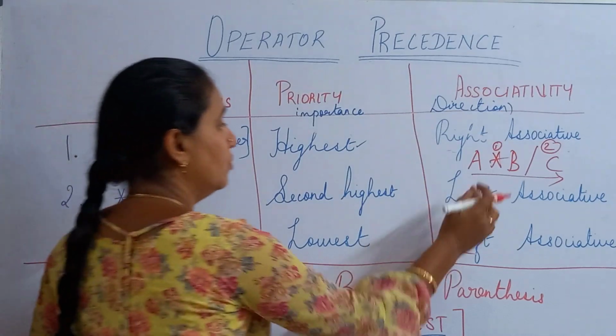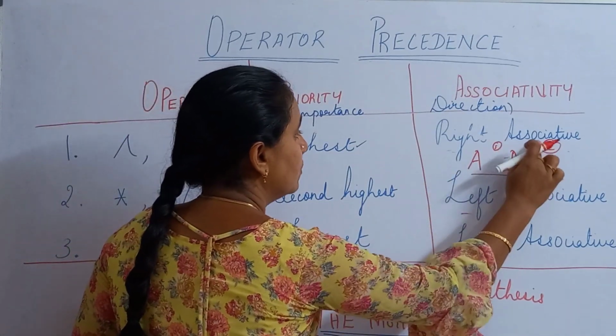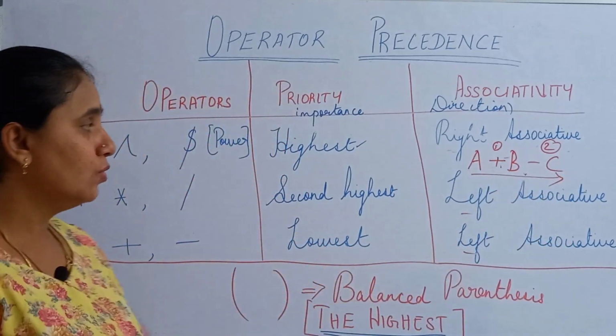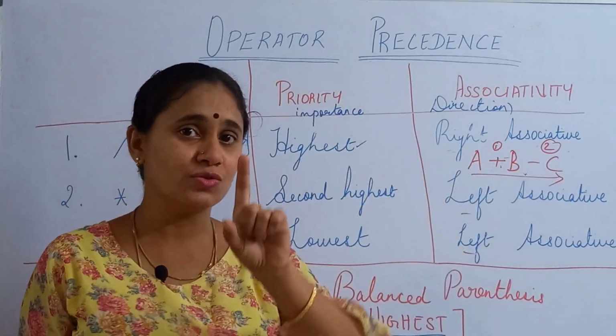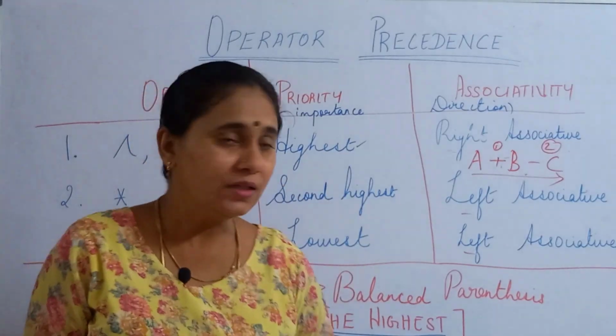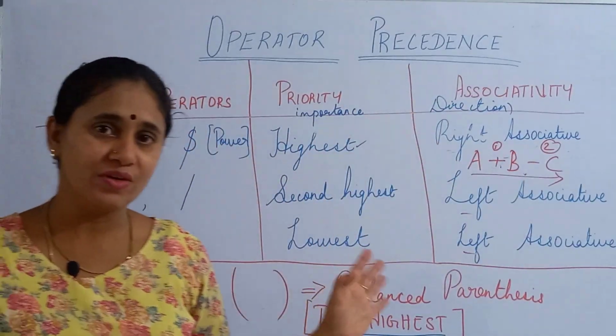So like this you may have, for example, plus or minus. The way of solving this is, first you should solve plus and next you should solve minus. Right? Can you understand this table structure, friends?